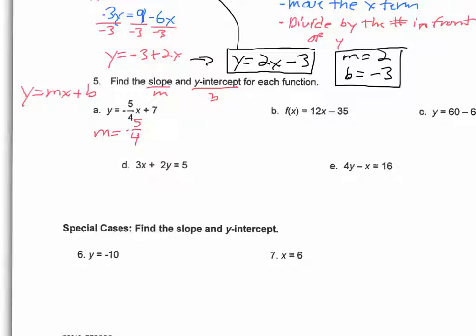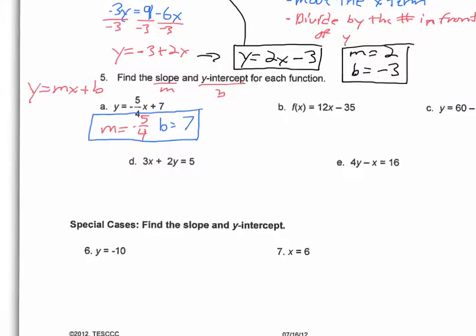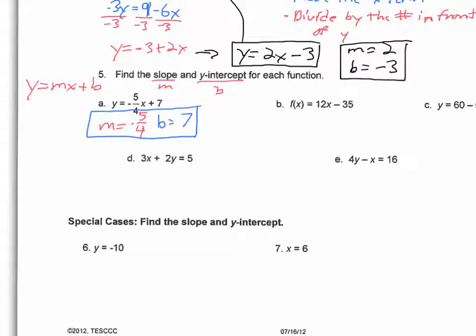That's our slope, that's our m value. So if the negative 5 over 4 is the m value, what would you say is the b value? Hopefully you said that our b value is a positive 7. Congratulations, you have just identified our slope and our y-intercept from this equation. Good news is that was already in y equals mx plus b form, wasn't it? That's what we're looking for, where m is the slope, b is the y-intercept.